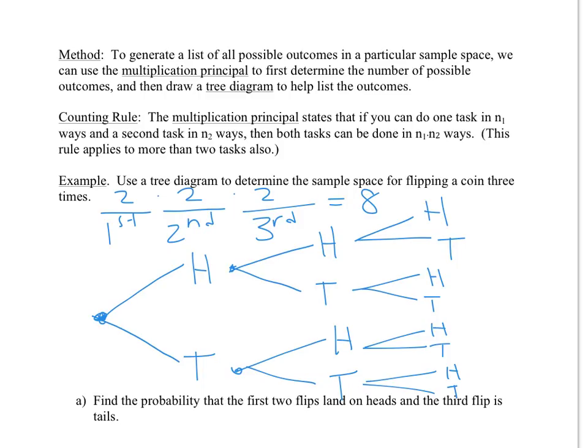When I look at the last branch, notice if I count here, I have 1, 2, 3, 4, 5, 6, 7, 8 leaves, and these 8 leaves would help me list out all of the outcomes in the sample space.